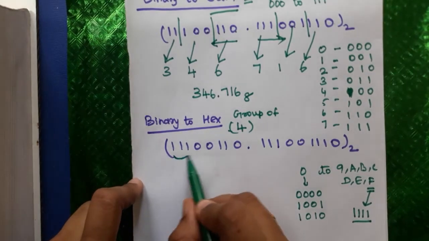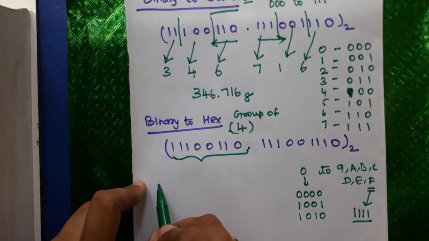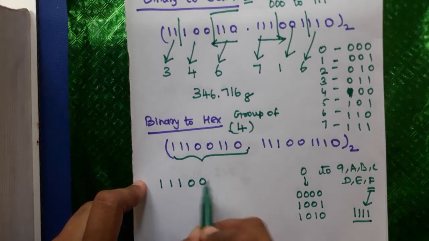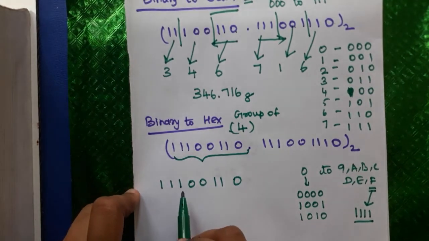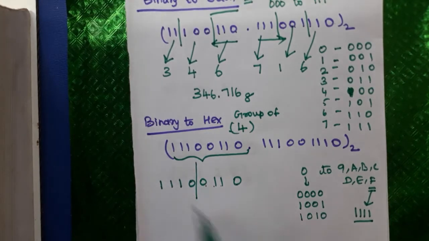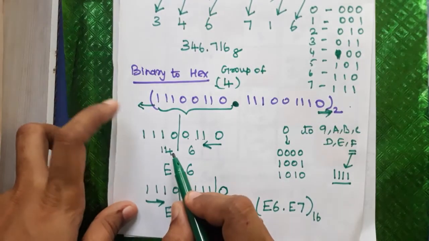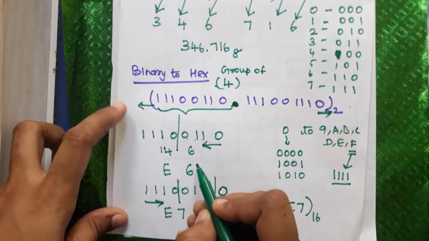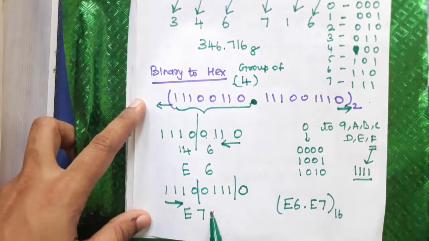Now, taking the whole number part, 11100110, I am grouping in terms of 4. So these 4 numbers and these 4 numbers are a group. So I can write it as this is 14 and this is 6. 14 can be written as E and 6 is written like this.